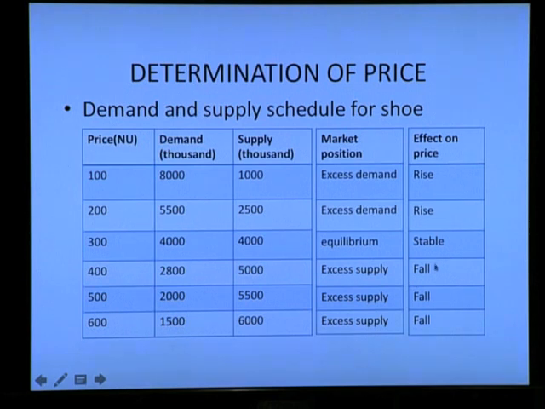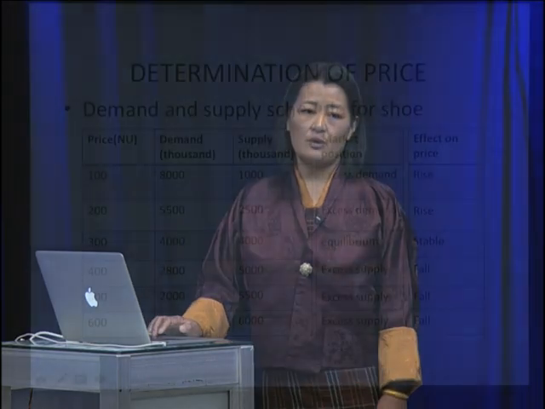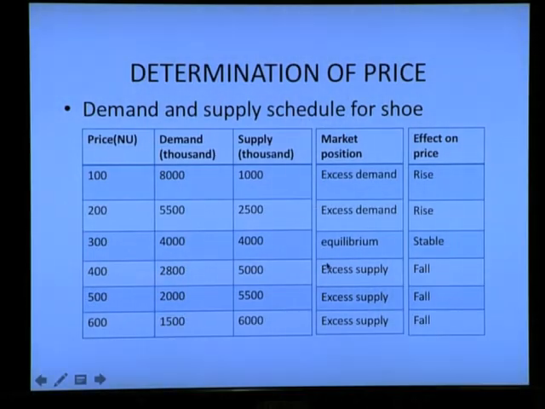Now, when I say the equilibrium price remains stable, it is going to remain in that position until and unless there are changes in the demand and supply. So when there are changes in the demand and supply, this equilibrium price is subject to change. The effect of changes in the demand and supply on the equilibrium price will be dealt with a little later. Now, this is one way of explaining the determination of price using the demand and supply schedule.